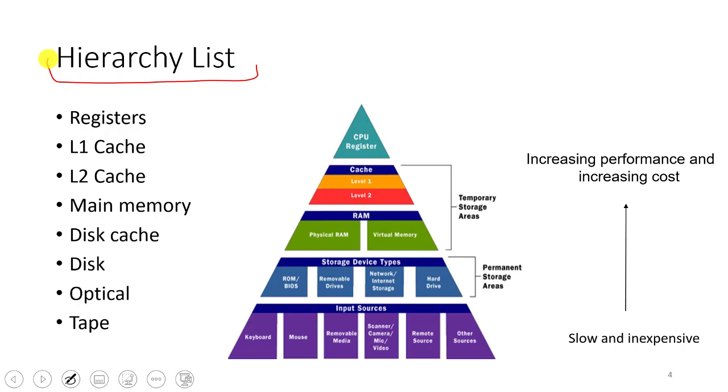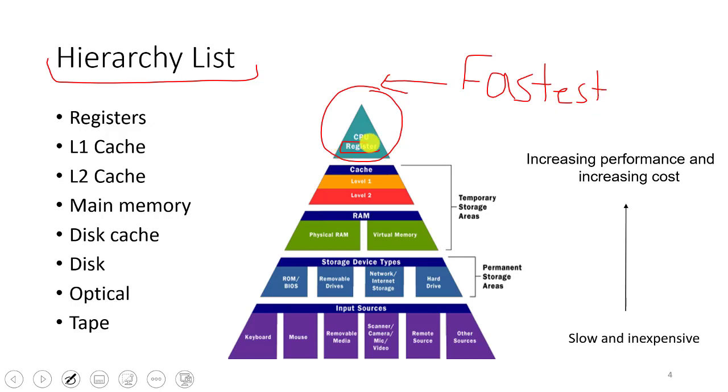What do we mean by memory hierarchy? Memory hierarchy is like a pyramid. On top of the pyramid sits the CPU. Why on top of the pyramid sits the CPU? Because it is the fastest. So, on top of the pyramid is the fastest memory or fastest speed: registers, which are part of the CPU.